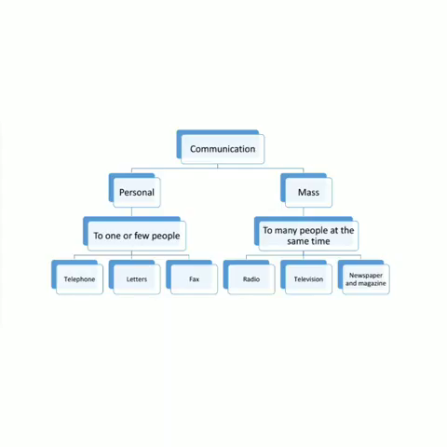So, this is the flowchart. And at the top, you can see communication, right? And it has been categorized as personal and mass. Personal on the left and mass on the right, right? So, below personal you can see to one or few people. That means if we want to give a message or information to one or few people, then we'll use the means of personal communication, right?